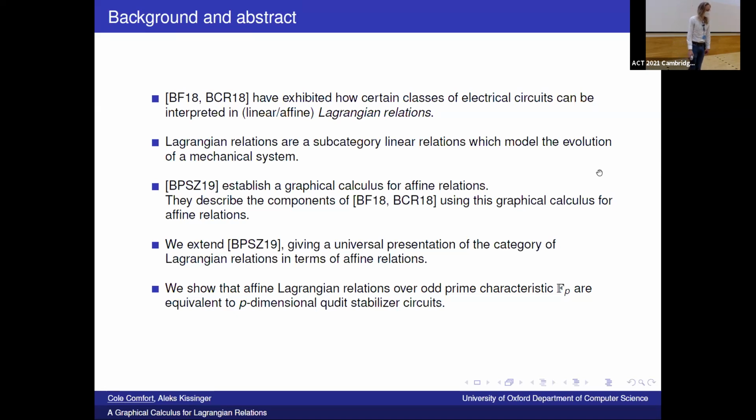And throughout this talk, we'll have 2 kinds of views on Lagrangian relations. One is over the real numbers. This is semantics for electrical circuits, and then over prime fields, this is going to have a semantics for stabilizer circuits. So this is like quantum versus classical models, depending on which field we use.